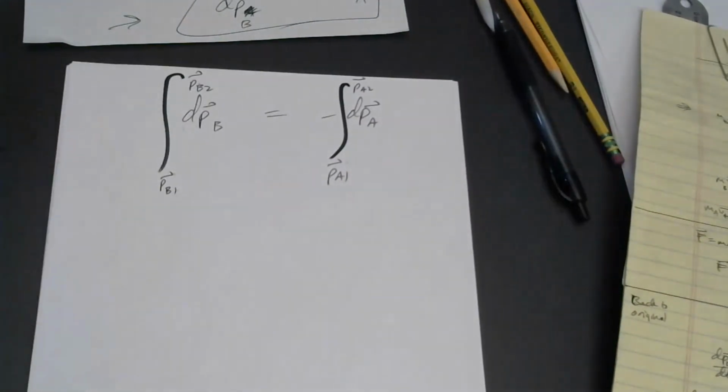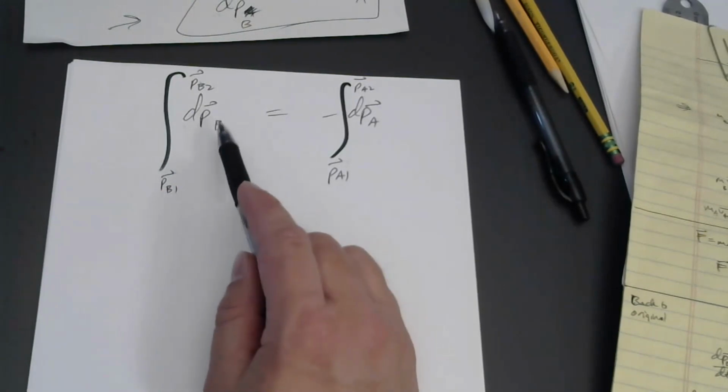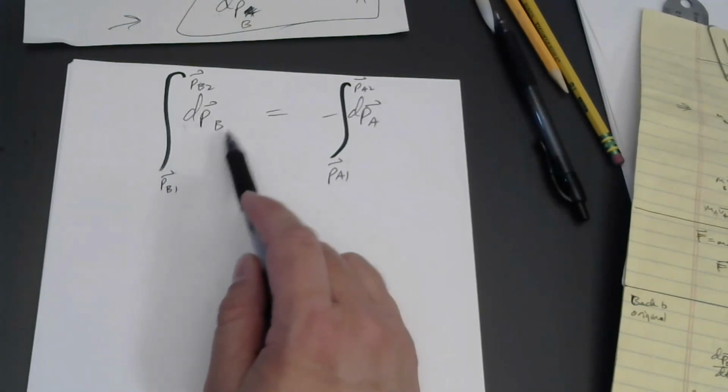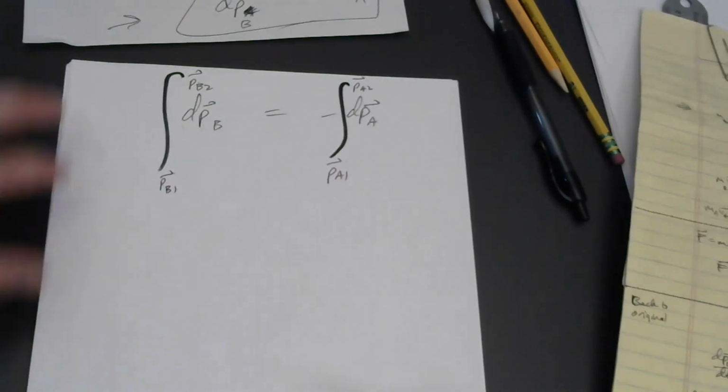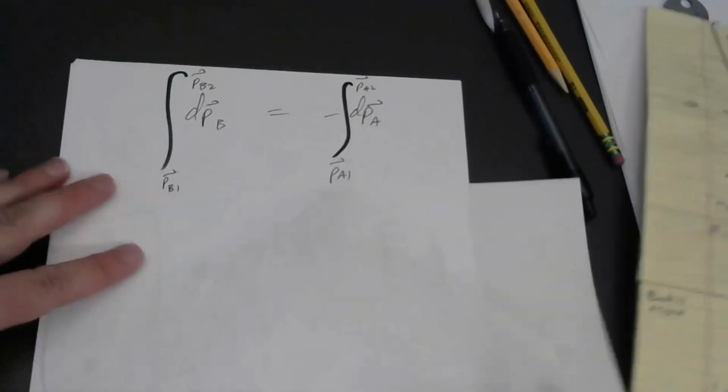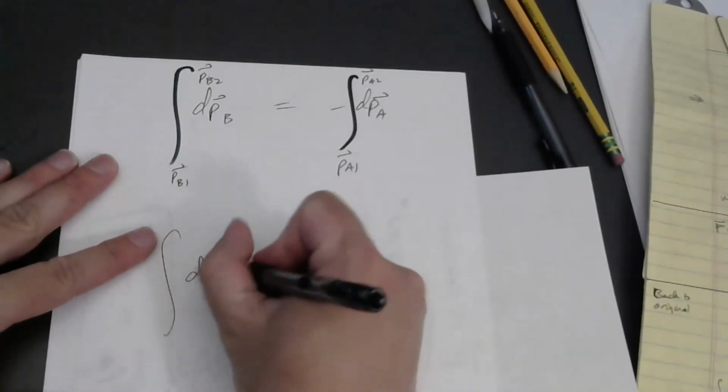And maybe you're thinking, wait a minute, how do you integrate a vector? Well, really, we're integrating 3 different functions. We're integrating a function along the x, y, and z axes. This is just a compact way of writing the whole thing.